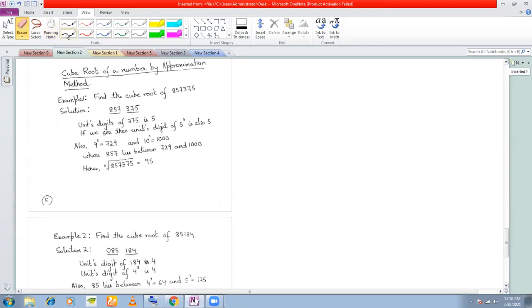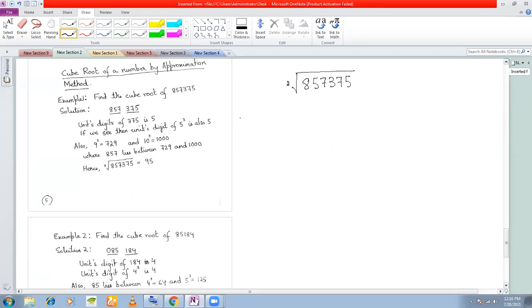Now we shall be seeing the cube root of a number by the prime factorization method. How to find out the cube root of numbers by this method? Look at this carefully. I will be explaining this once again in the next class. Suppose I give you this number. This is a very big number, 857375. I want to find out the cube root of this number.